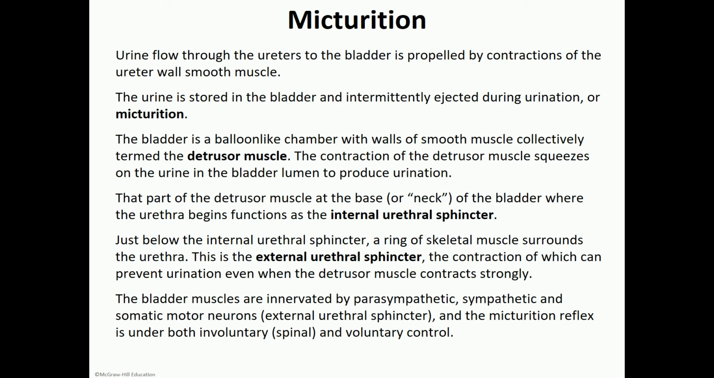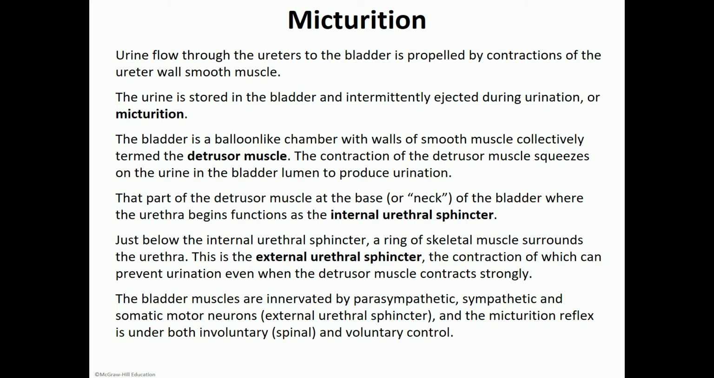Now that we've made urine, how is it that we get rid of it? That process is known as urination or micturition. The urinary bladder is that sac. The wall has a smooth muscle known as the detrusor muscle. It does allow for the distension or the expansion of the urinary bladder.